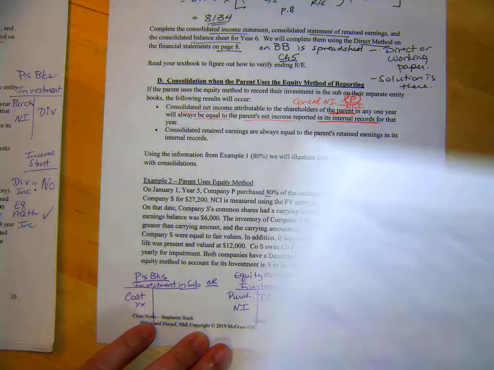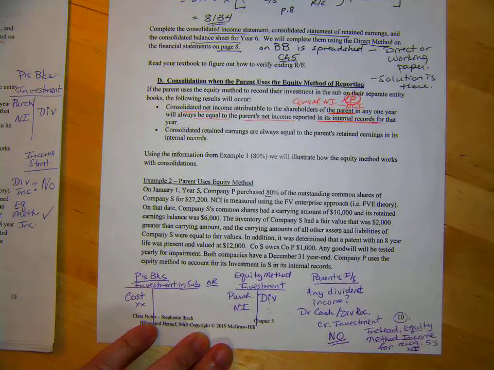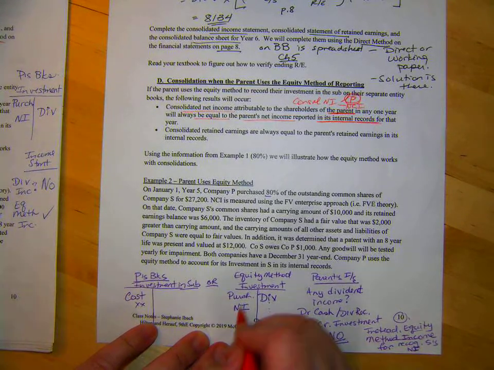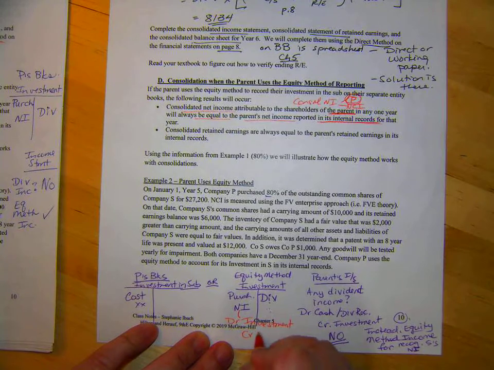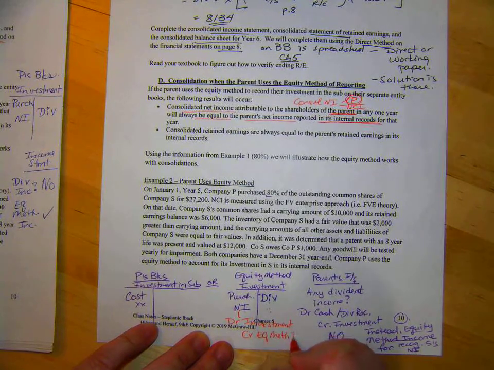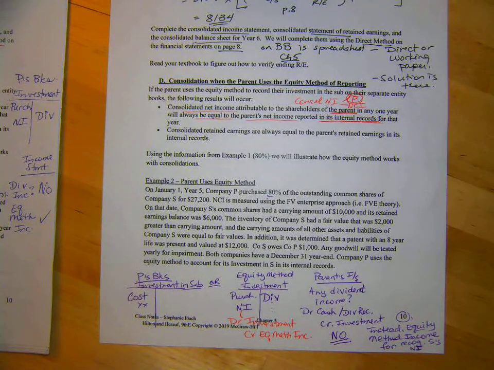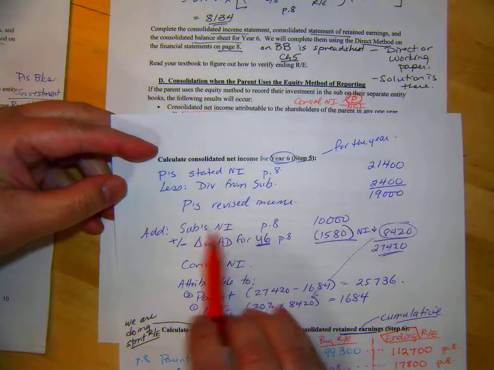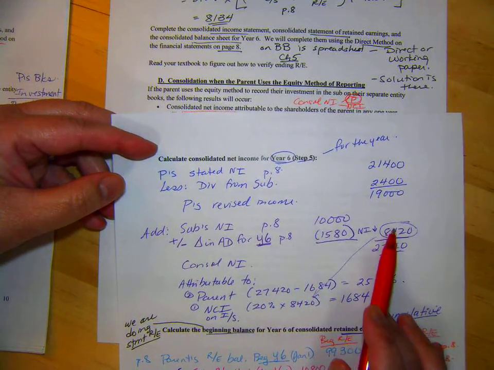Then we added the sub's adjusted net income. And are we going to have that in there? Because for this one, we're going to debit the investment and credit equity method income. Let's just write this one down, just to remind you: debit investment, credit equity method income. Okay? So we're actually going to add the sub's net income here. Our portion of it, right? Because we only take 80%.